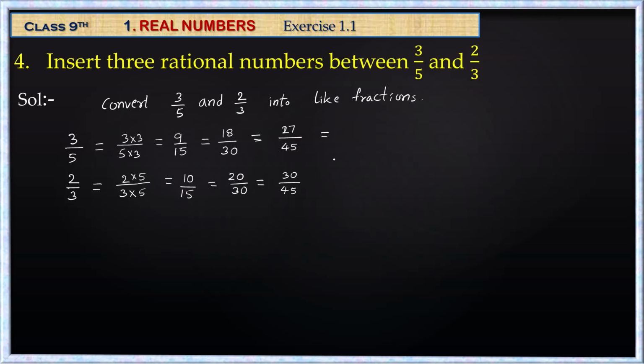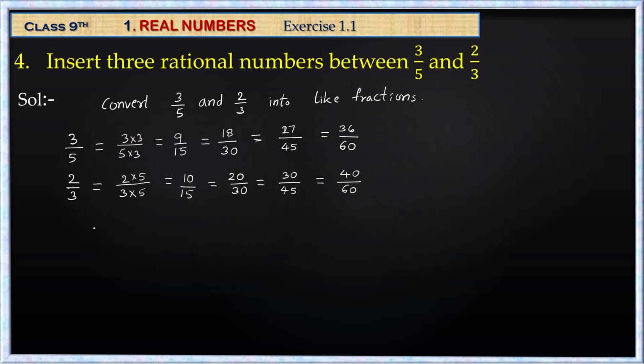Take another equivalent fraction. By multiplying 15 with 4, 15 times 4 is 60 and 9 times 4 is 36. And here also 15 times 4 is 60, 10 times 4 is 40. Observe these numbers. Between 36 and 40 we can insert three numbers, 37, 38 and 39. So these are the required form of rational numbers.